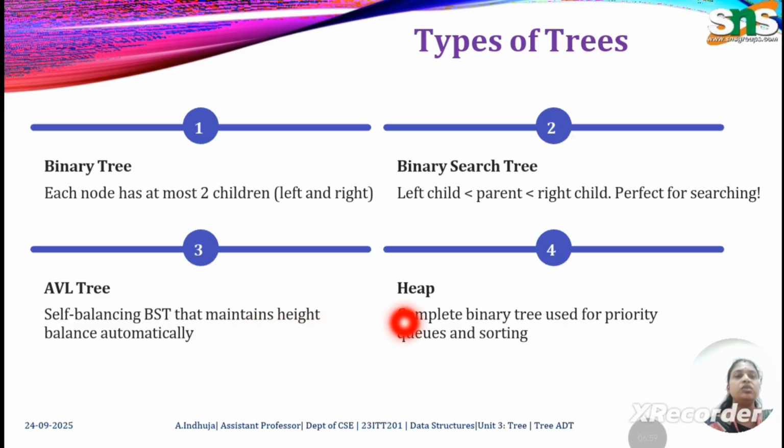The next one we are going to see is the heap. A heap is also a binary tree, used for priority queues and sorting. For example, if we arrive at an emergency situation, how can priority be given to an element to complete the process? This is what the heap is about. So these are all the basic topics in trees we are going to see in this unit.